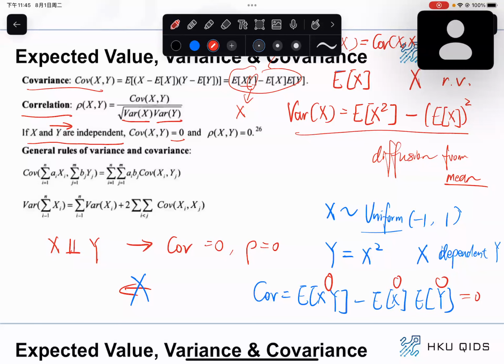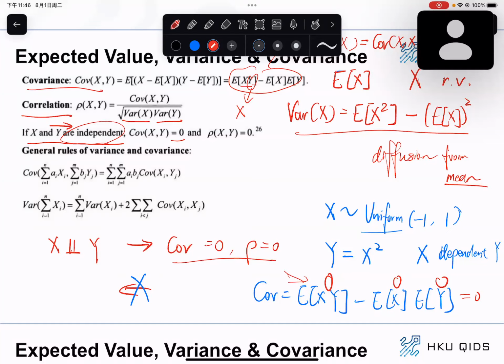So you can see here, the definition of dependence is related to the random variable's characteristics and properties. But covariance and correlation are simple numerical calculations, right? You can just intentionally make up some numbers to make it equal to 0, while those two random variables are still dependent on each other.